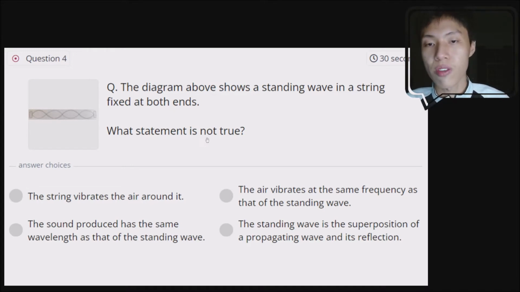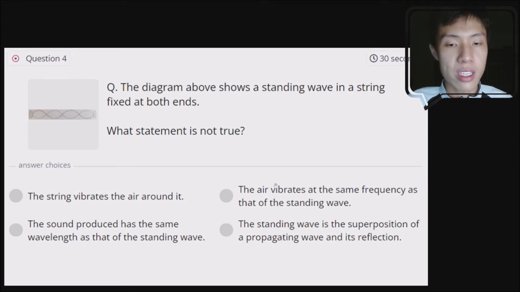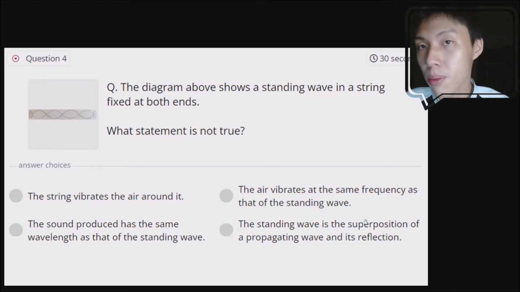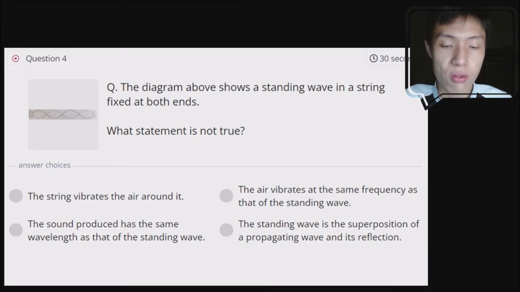So they ask which of the statements is not true. First, the string vibrates the air around it. Second, the sound produced has the same wavelength as that of the standing wave. Third, the air vibrates at the same frequency as that of the standing wave. Fourth, the standing wave is a superposition of a propagating wave and its reflection. So let's analyze each statement one by one to see what is correct and what is wrong.